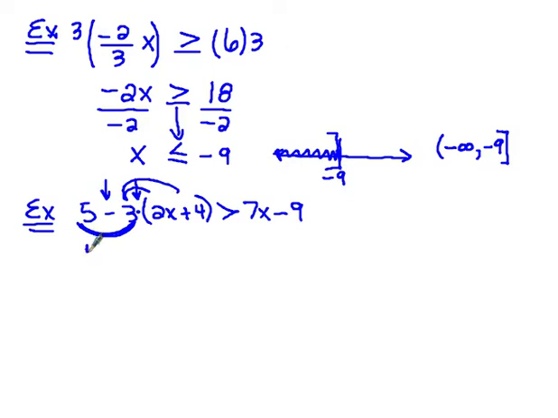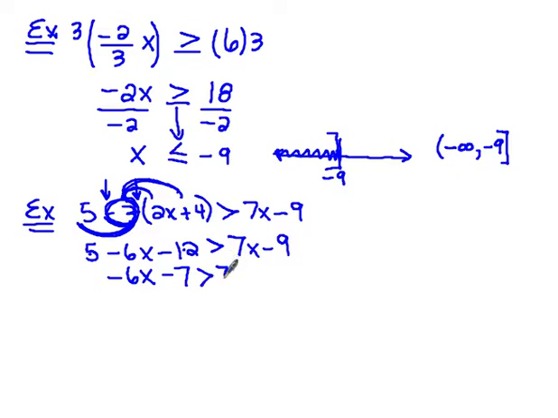All right, so I'm bringing down the 5. Now, negative 3 times 2x is negative 6x, and negative 3 times 4 is negative 12, greater than 7x minus 9. Alright, so if I combine like terms on the left-hand side, I get negative 6x, and 5 minus 12 is negative 7, greater than 7x minus 9.